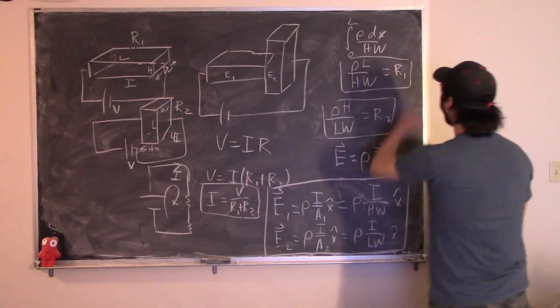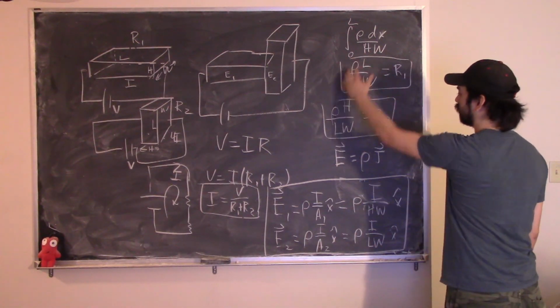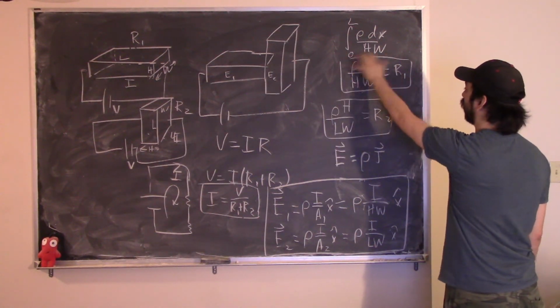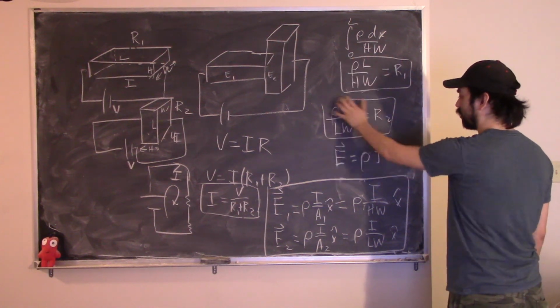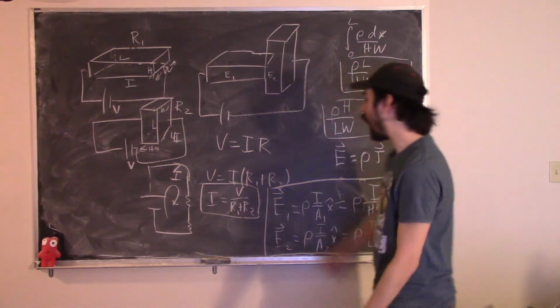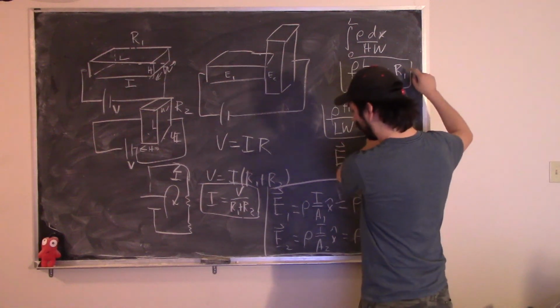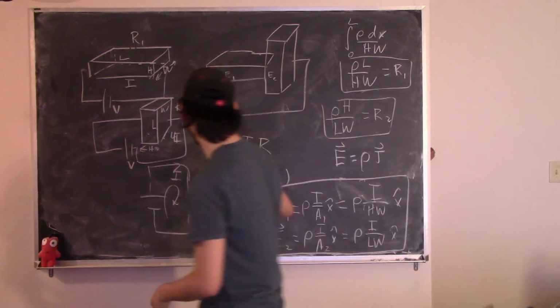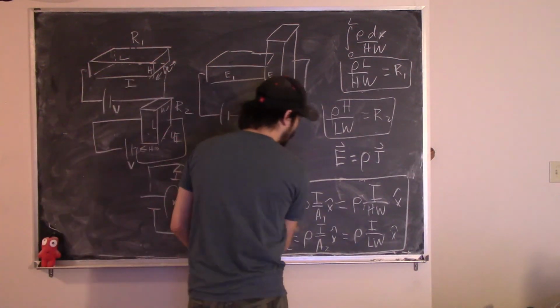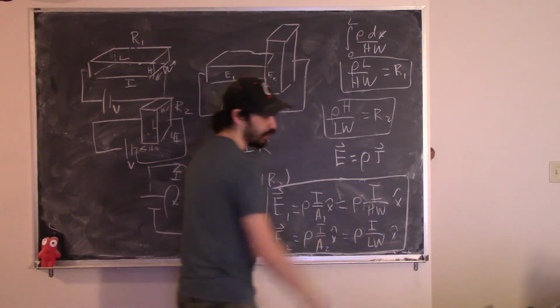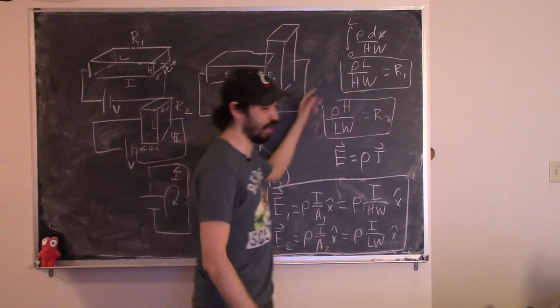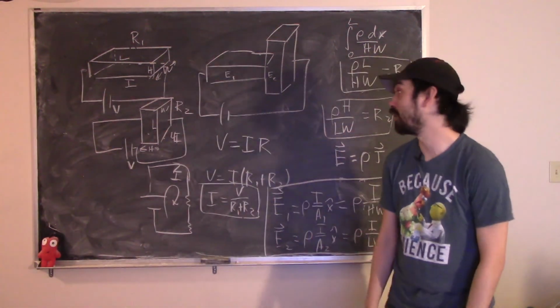So I know both R's are in terms of givens. R1 is in terms of these givens, R2 is in terms of these givens. I is in terms of R1 and R2, as well as the V. And then the E is just in terms of the I. So these all connect together, but everything's been determined. Okay?